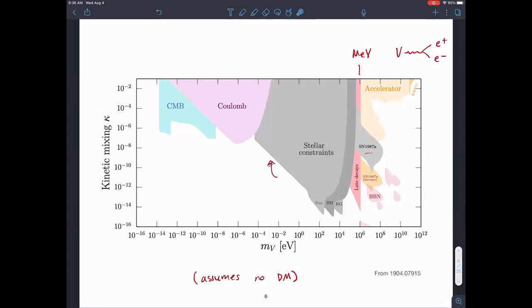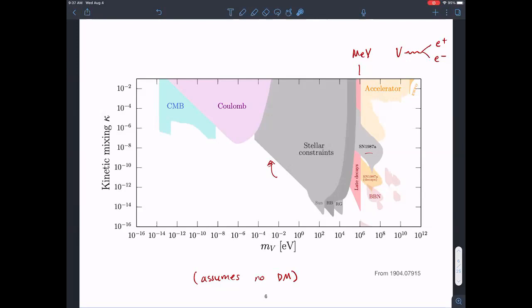Okay, so I got a little bit confused. So we say it's no dark matter. Okay, everything clear. Strictly speaking, all these constraints are derived ignoring the dark matter coupling. So just crossing that out.